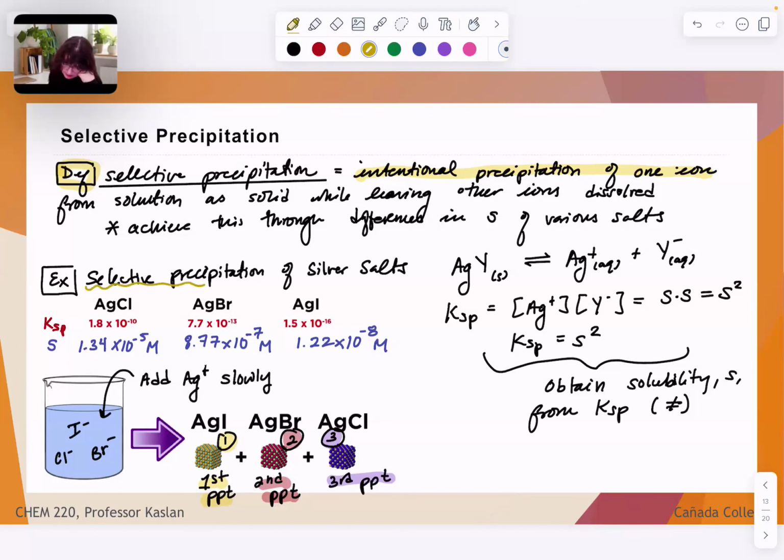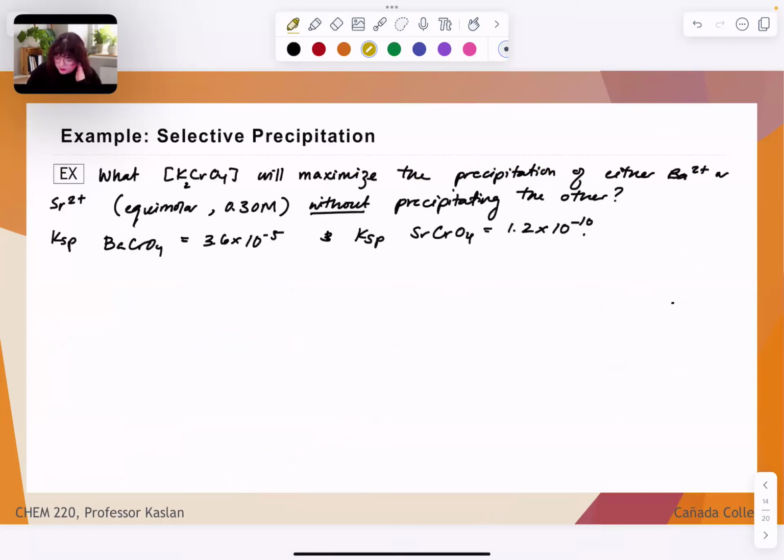Now let's do an example of what this might look like. For example, what concentration of potassium chromate, K2CrO4, will maximize the precipitation of either barium or strontium that exist in a solution of known equal concentrations to one another without precipitating the other?